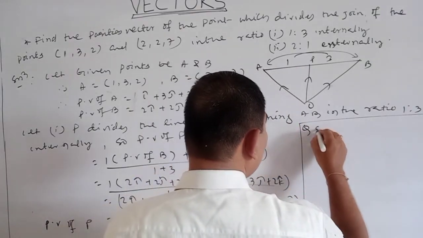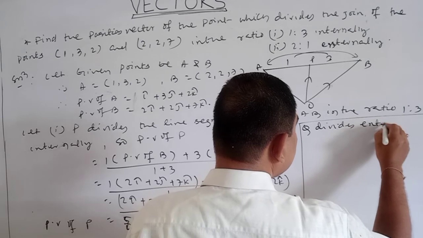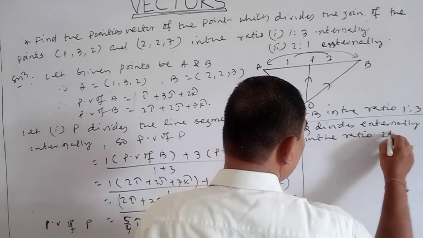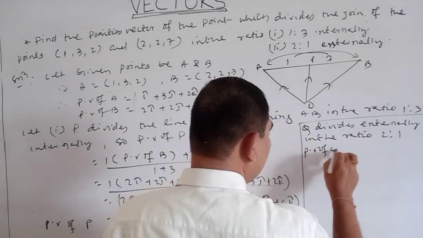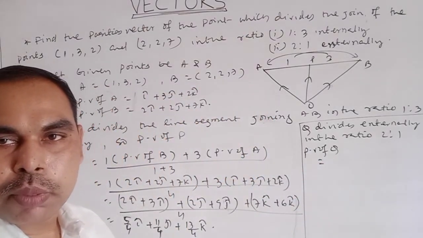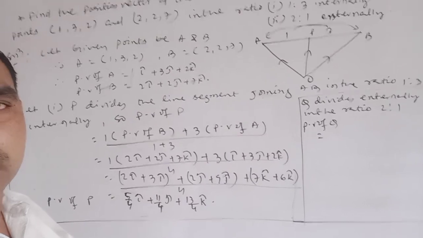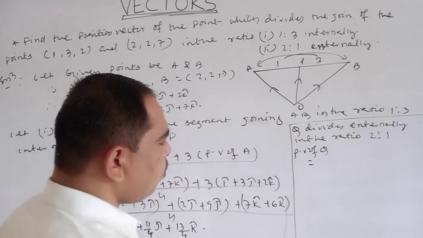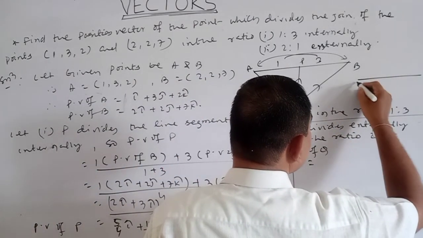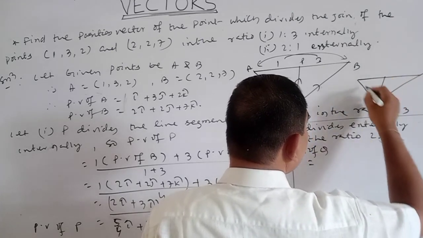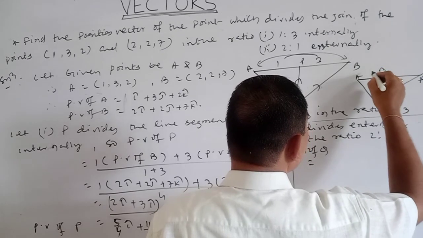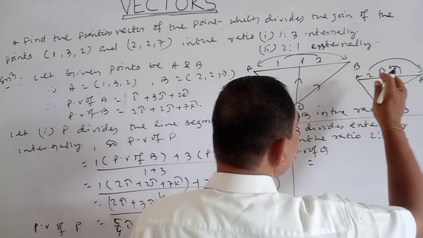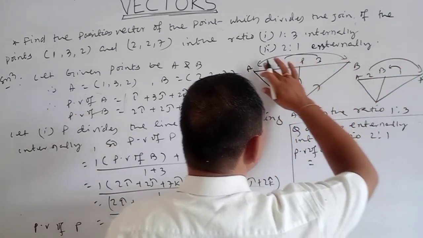Externally, Q divides externally in the ratio 2:1. Okay. So PV of Q is equal to, externally. This is A, this is B, this is Q. So this is 2, this is 1. Sorry, m is to n.